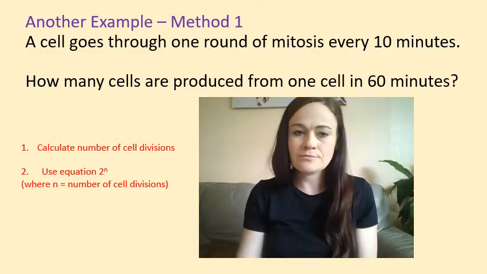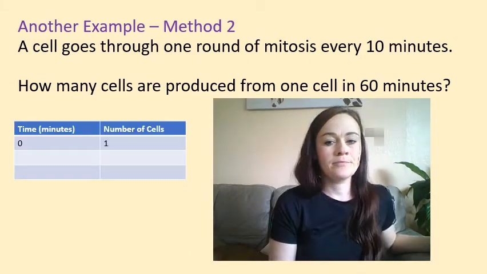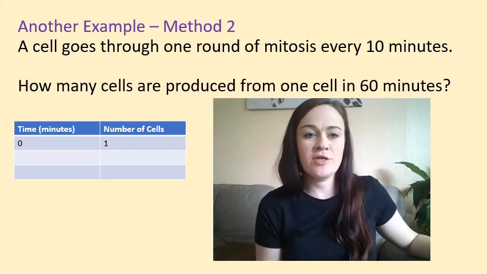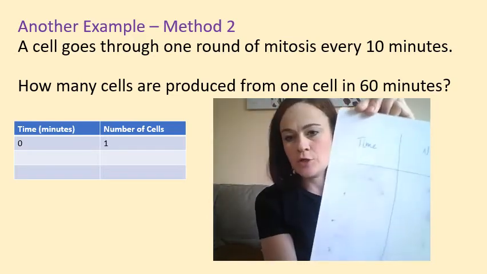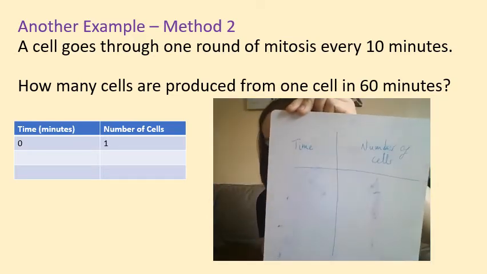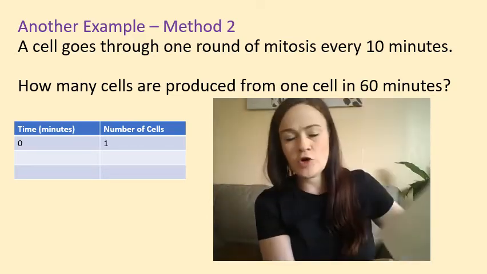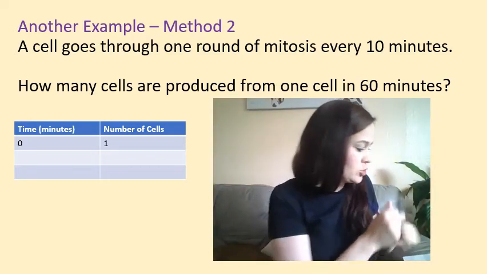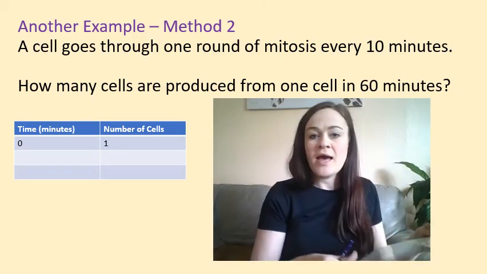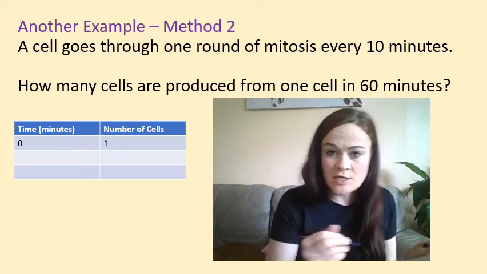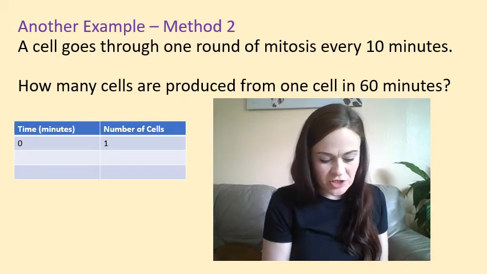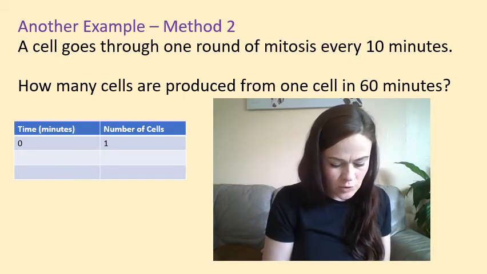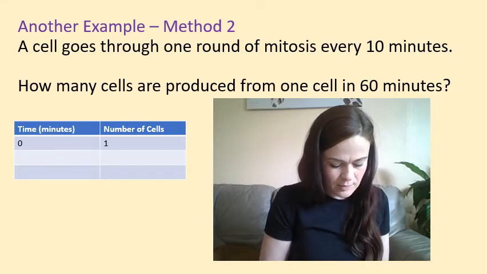Perfect. Right, same question, method 2. Step 1, draw yourself your table. Time for column 1, number of cells for column 2. Time always starts at 0, so time point 0. It divides every 10 minutes. All the way up to 60 minutes, so we're going to go 0, 10, 20, 30, 40, 50, and 60.